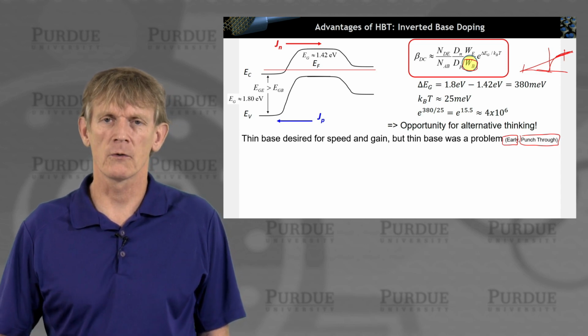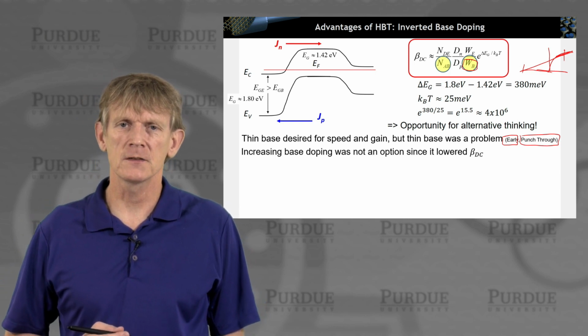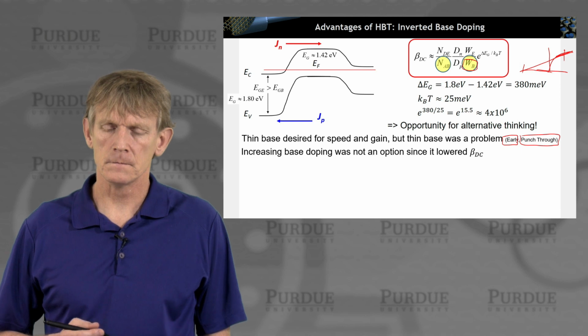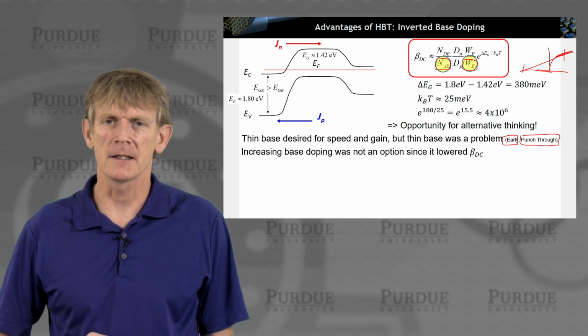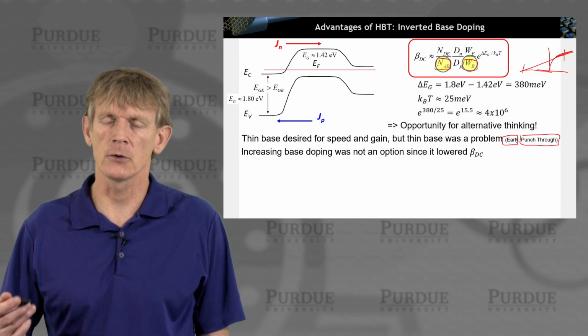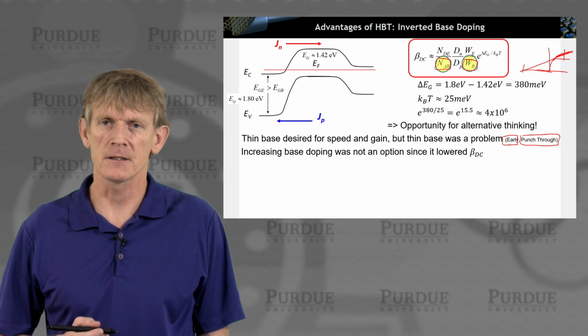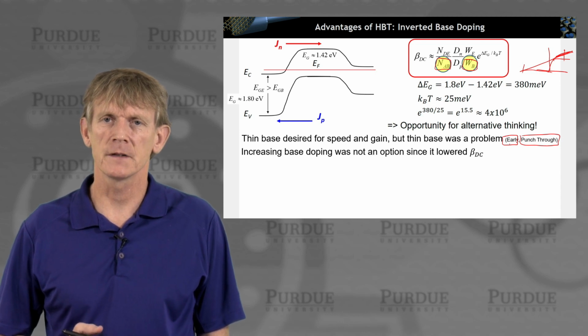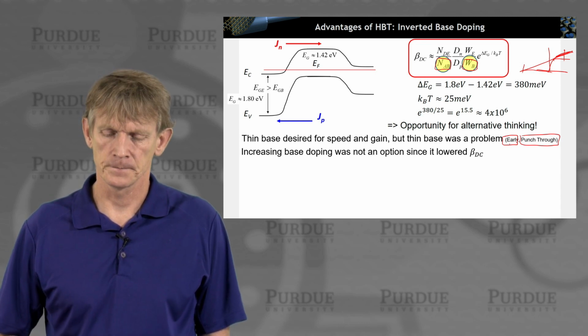So making the base smaller was cranking up beta, but it had detrimental effects if you did it too aggressively. Okay, we also talked about increasing the base doping. So that was increasing this and therefore ramping up beta. It would have increased the early voltage. It would have made the curve flatter, reduced the modulation, but it would have caused a reduction in beta, and we were fighting for every little bit of beta we could get.